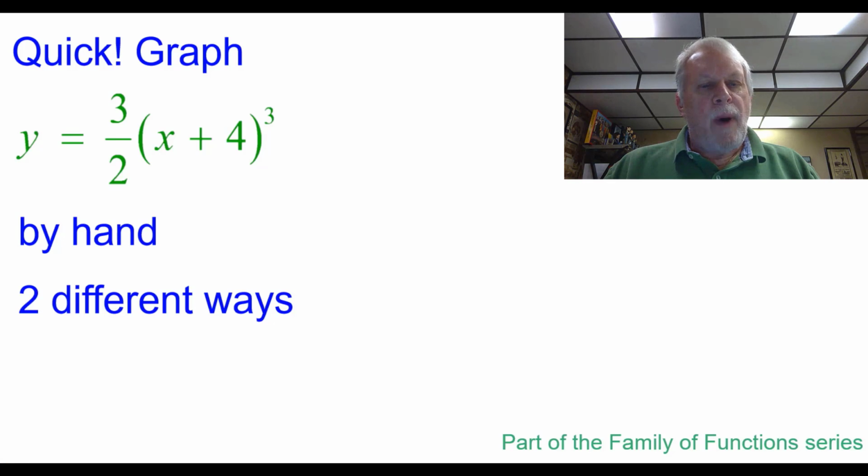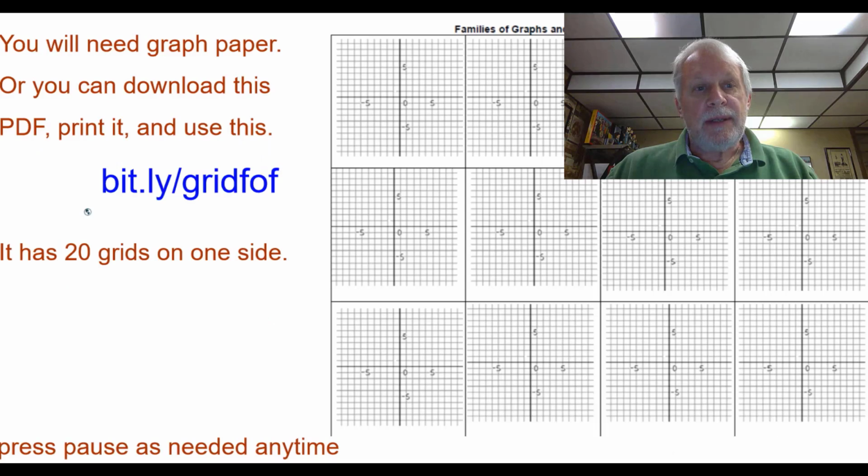Quick, graph y equals 3/2 times the quantity of x plus 4 cubed by hand 2 different ways. This is part of the Family of Functions series. You will need graph paper or download this PDF, print it. Press pause as needed any time during this video.